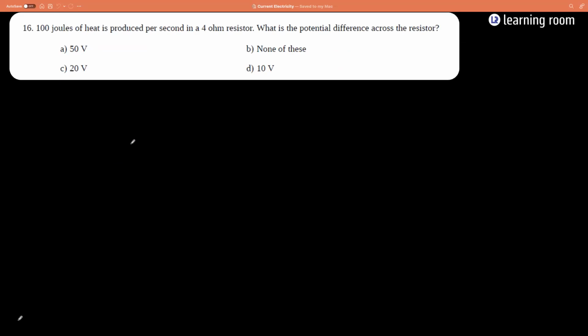So 100 joules of heat is produced per second in a 4 ohm resistor. What is the potential difference across the resistor? So H is equal to V square divided by R into T. So H is 100, equal to V square divided by R, which is 4, into T. They didn't give the time. Per second, sir, so into 1. 100 joule per second. Then it is fine. So V square is equal to 400 and V will be 20 volt.